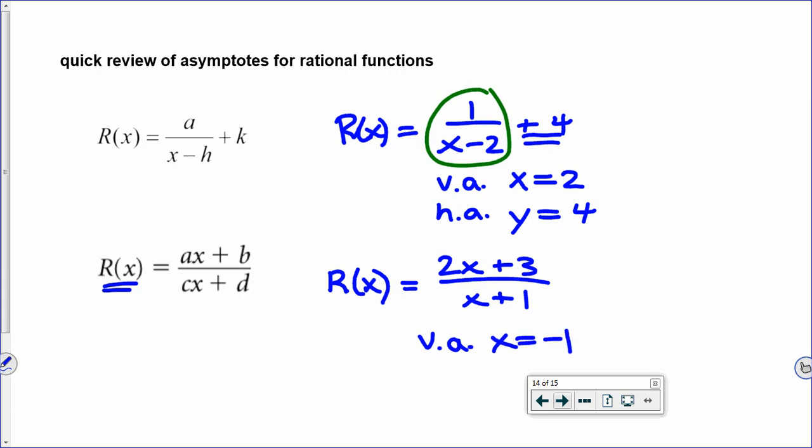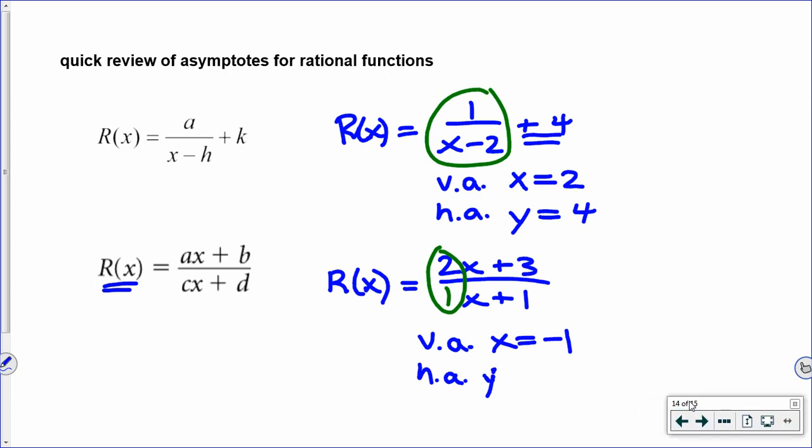So x equals -1. But the horizontal asymptote this time isn't just going to be located at 0 with a shift. This time, the horizontal asymptote is going to be located at the coefficient of x divided by the coefficient of x. So here, that's 2 divided by 1. So the horizontal asymptote would be located at y equals 2.